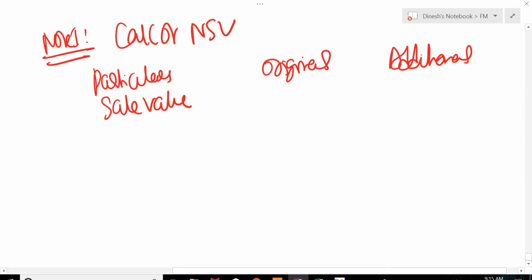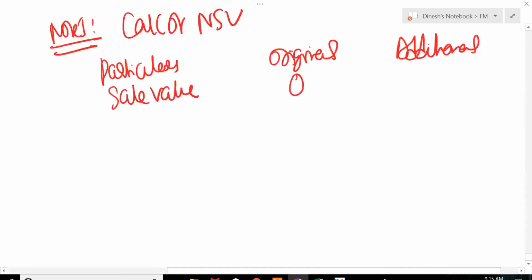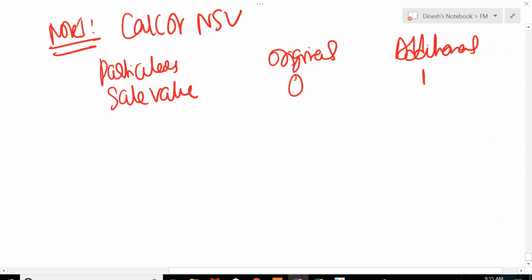Yeah, please participate. What is the sale value of original machine? Equal to cost of removal. Net you are going to get 0 out of it. Whatever I sell it for, that is going to be spent in cost of removing it. So sale value of original machine is 0. Additional machine will be sold for 1 lakh. Original is 0, additional is 1 lakh. Less book value.